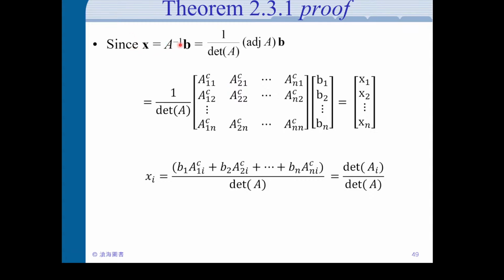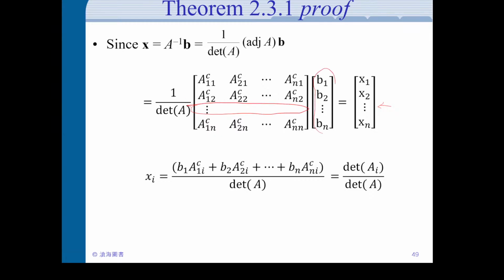So X is A inverse on B, and we already have the formula for A inverse, which is 1 over determinant of A times adjoint of A, and it's this thing, so 1 over determinant of A and adjoint of A on B. And we want this thing to equal x1 to xn, and so if we look at some xi, it will be the ith row of this adjoint times this B.